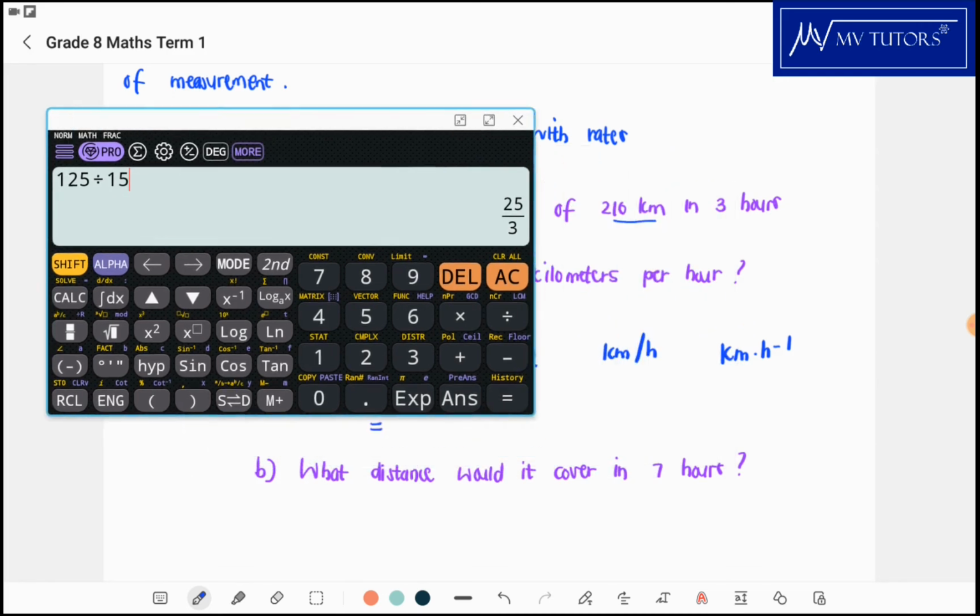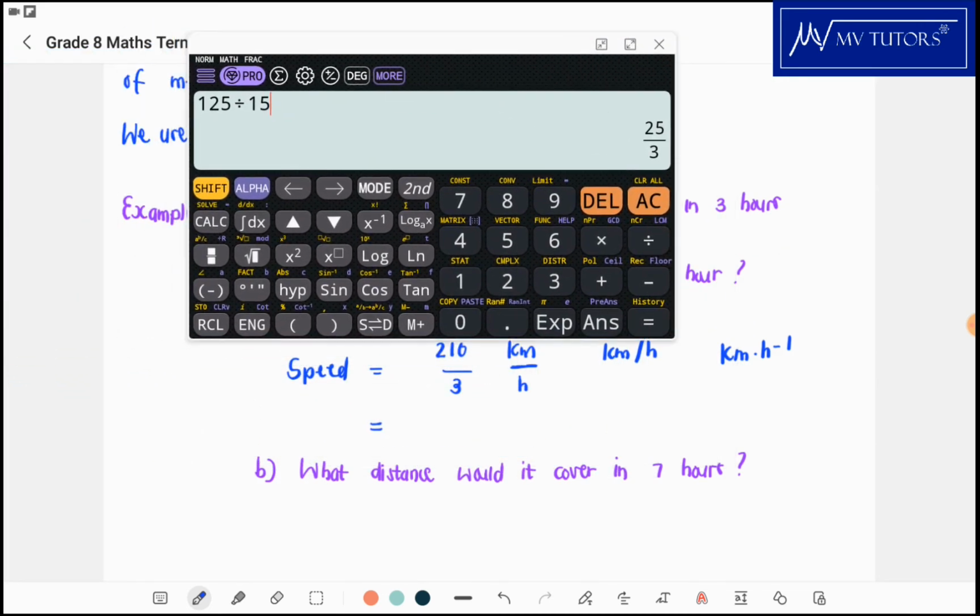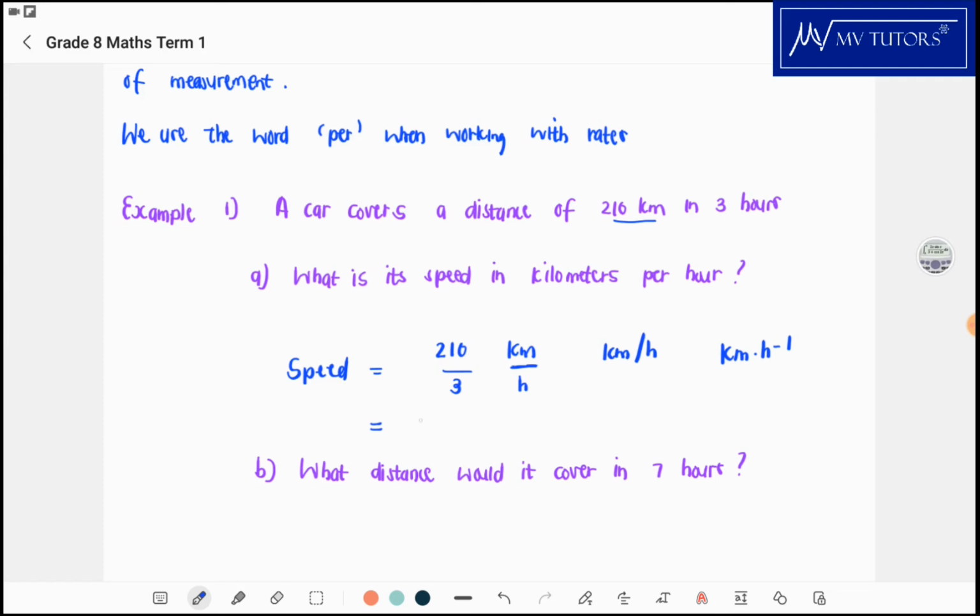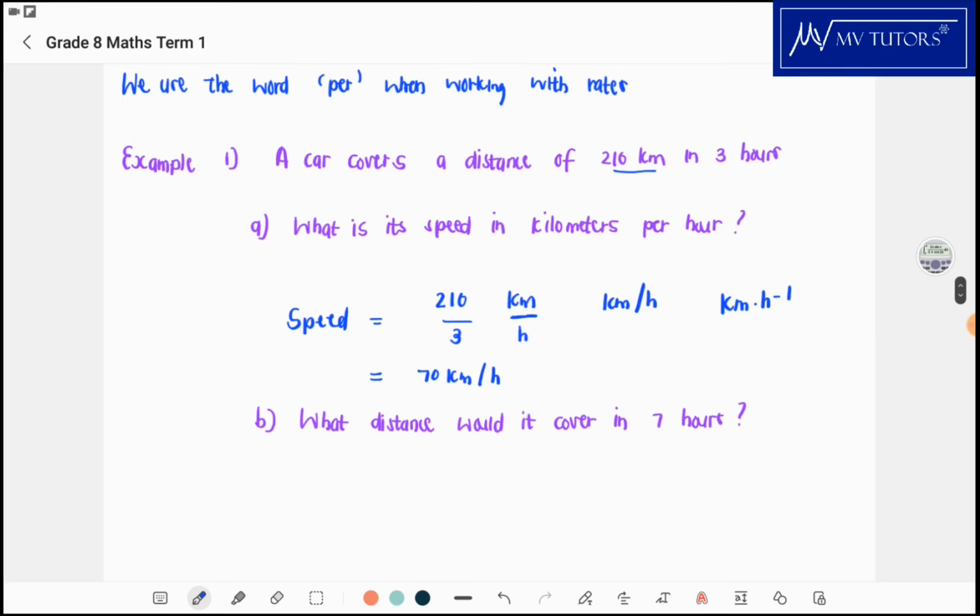210 divided by 3 should give us 70. Let's just use the calculator. So we have 70. The answer is 70 kilometers per hour. That is the speed in kilometers per hour. Now it says, what distance would it cover in 7 hours?